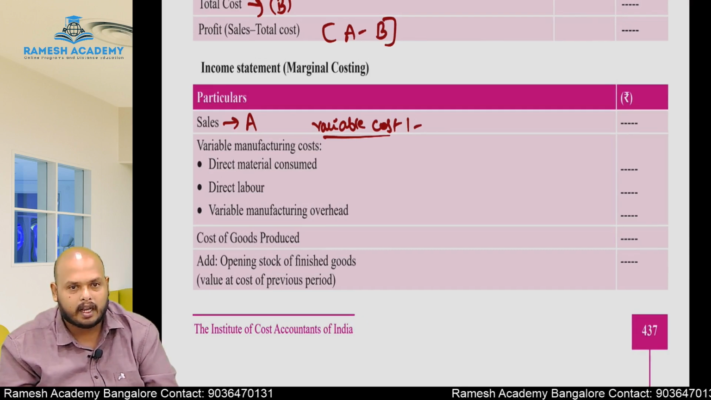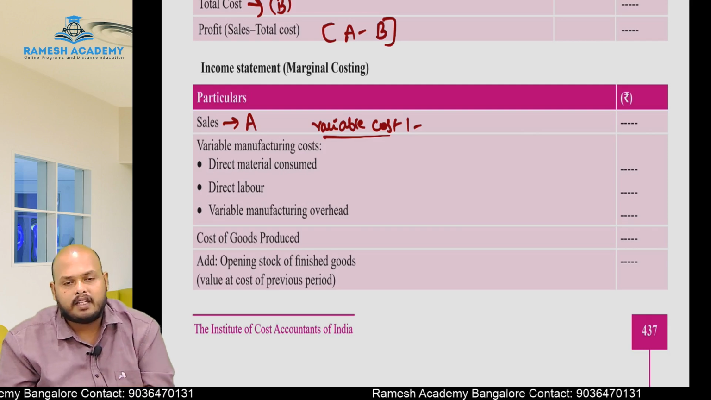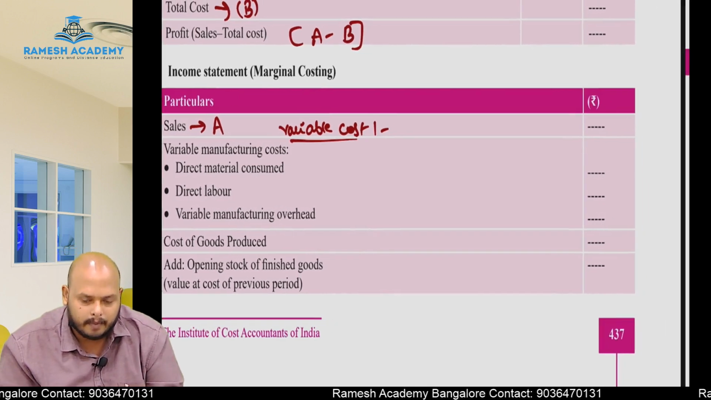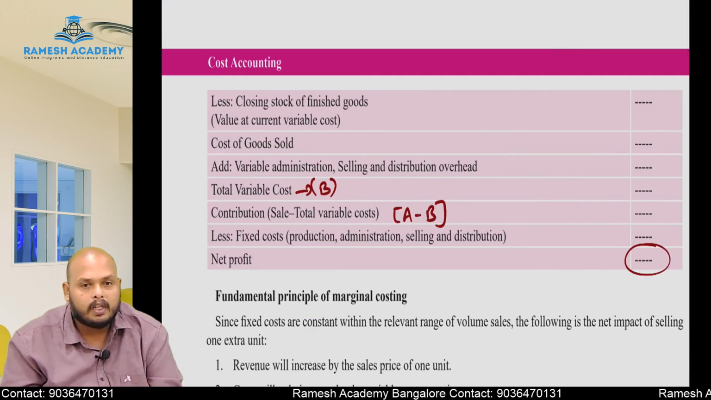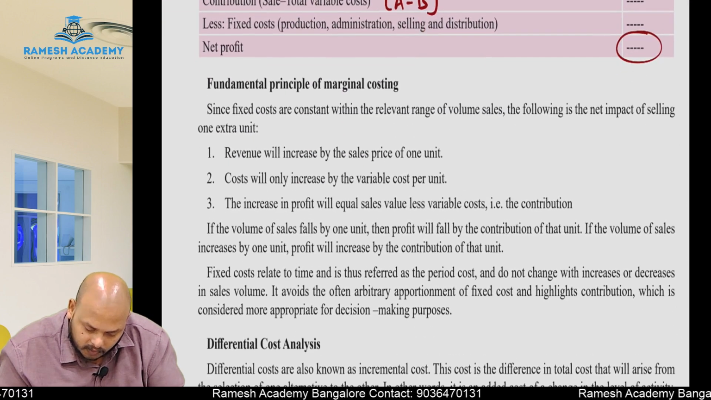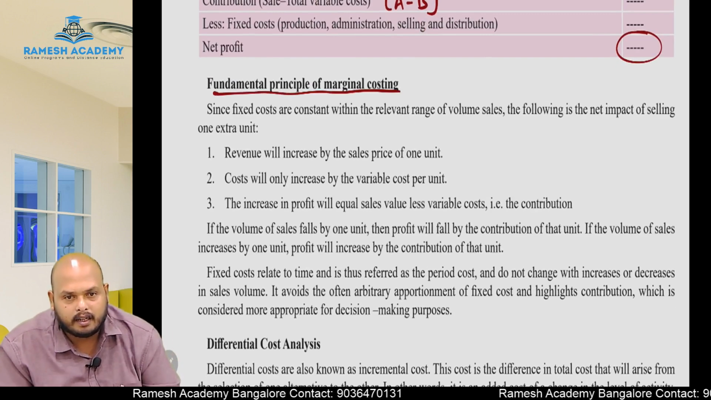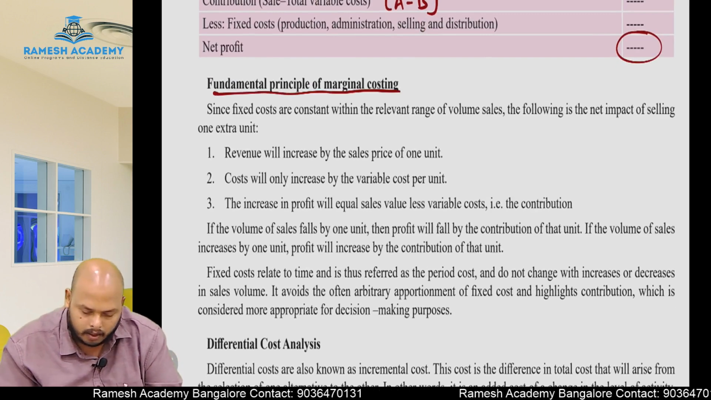Okay? There it is sales minus total cost. Here sales minus variable cost is contribution. Contribution minus fixed cost is profit. Only that is the difference. Okay? Next, the fundamental principle of marginal costing we already studied, by using the PV ratio effect.